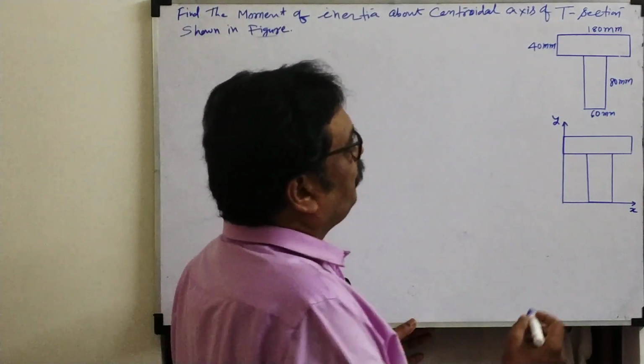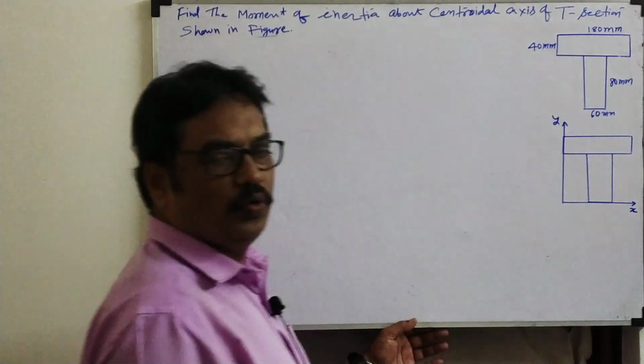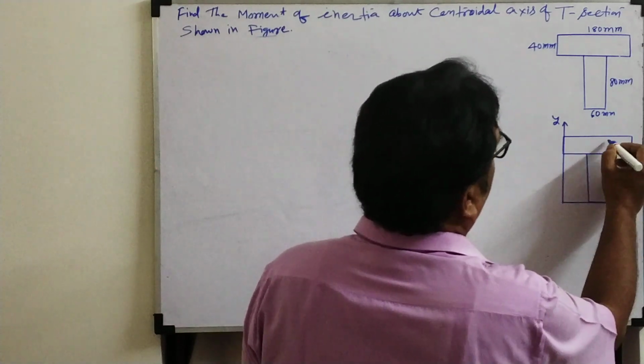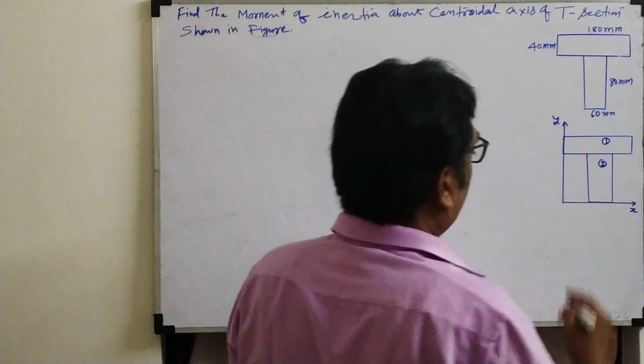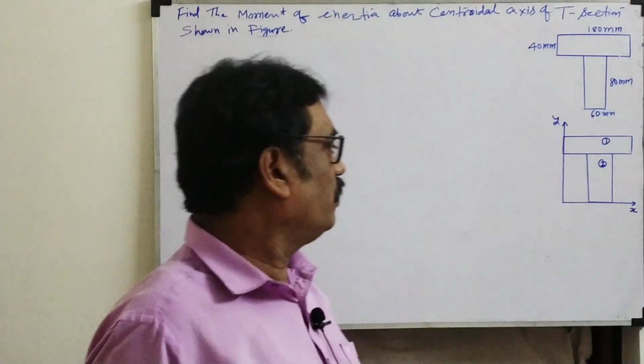Next, step number 2, we'll cut the section. How many sections do we see here? 2 sections, both are rectangles. Anyone can take section 1 and section 2. Okay, I am taking this as section 1 and this as section 2. No issue, you can take this as section 1 and this as section 2, it does not matter.